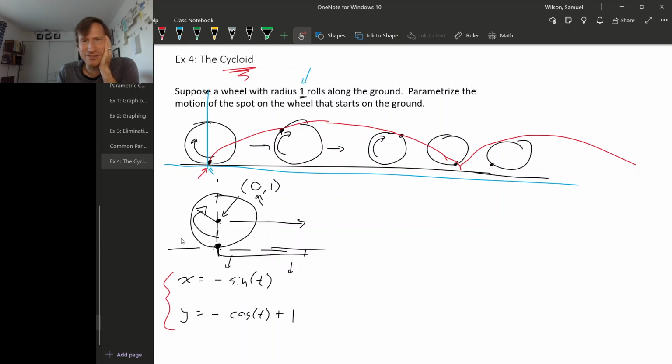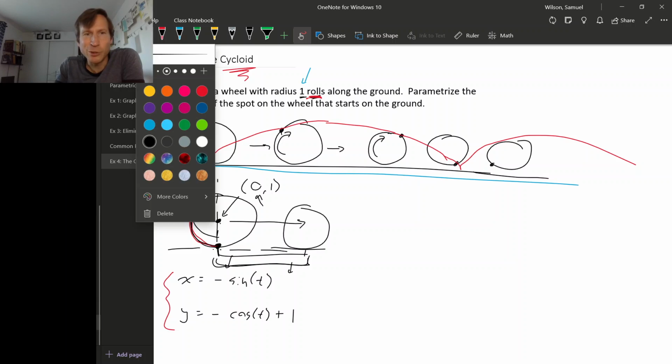So the thing that makes rolling is that the distance that the wheel moves is the same as the arc length through which it has rotated. So that's sort of what makes rolling. It's that there's no slipping. The wheel doesn't slip at all, so when it rolls from one position to the other, that distance along the ground is the same as the distance along the wheel.